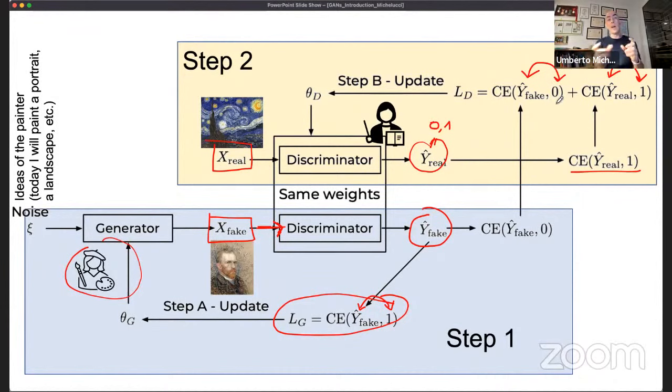Right? So you sum the two and you try to minimize them, because if you minimize those two, it means that when a fake comes in, you will say it's zero, and when a real image comes in, you would say one. And you do this step, and again you update your ability, or in neural network language, you update the parameters so that the network does what you want, so that the critic becomes better, okay?